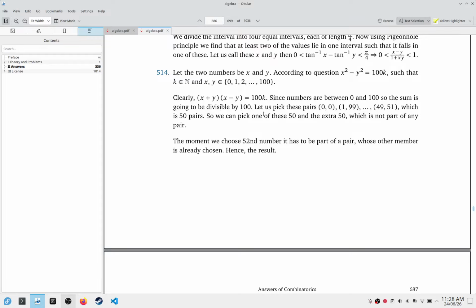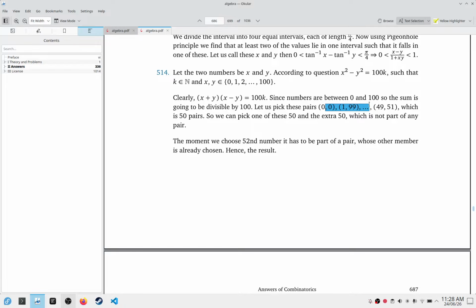Okay. Let us pick these pairs. 0, 0, then 1 and 99, and so on, where each sum should be 100, right? 1 and 99, up to 49 and 51, which is 50 pairs. The 0 is not part of any pair with a sum of 100, and the number 50 is not part of any pair either.